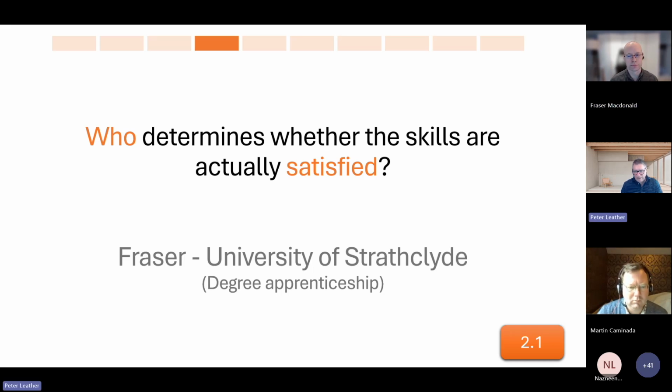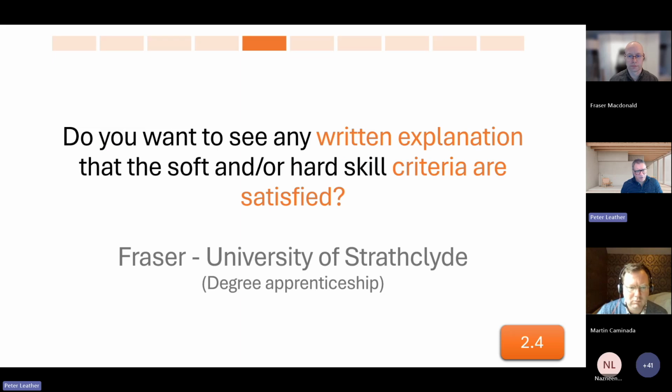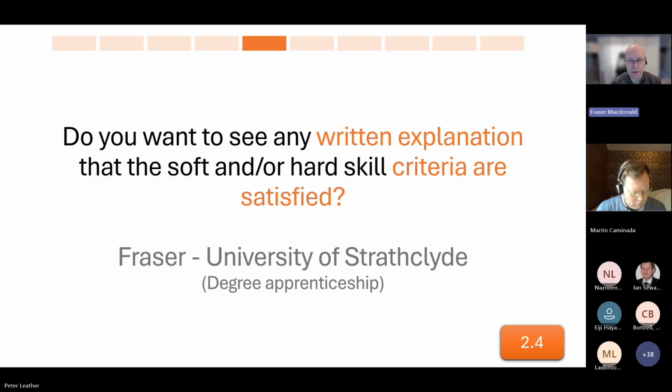Okay, thank you. And then staying with you, Fraser. So this is looking at any written explanation for satisfying the criteria. Yeah. So the key output that we're looking for from the apprentices in these programs is a portfolio of evidence. So they use an off-the-shelf e-portfolio management system. And what the apprentices do is they write up their experiences in the workplace as bits of evidence, and then they map it into a portfolio.